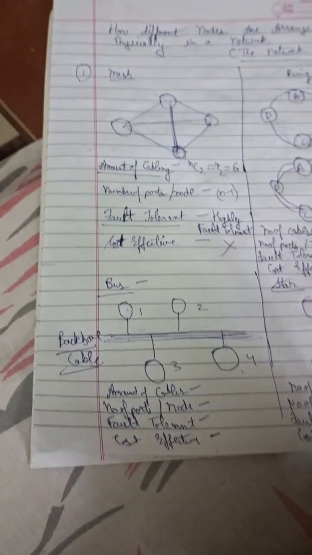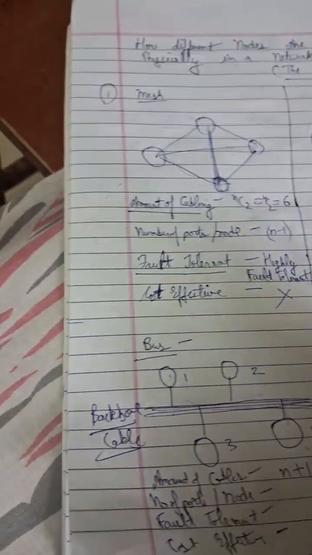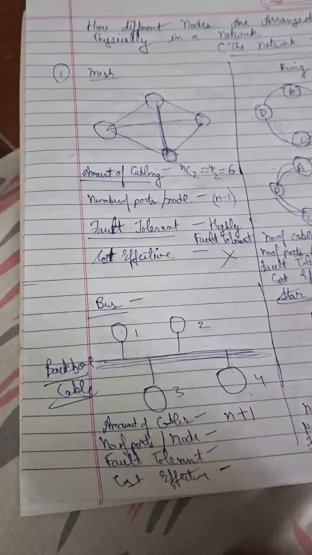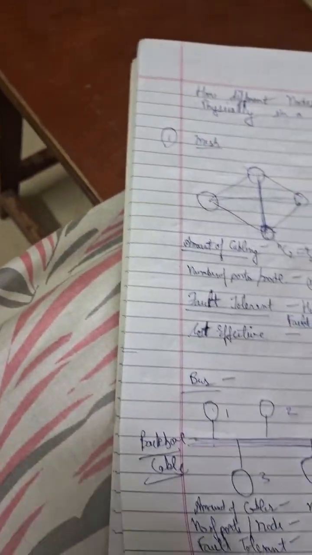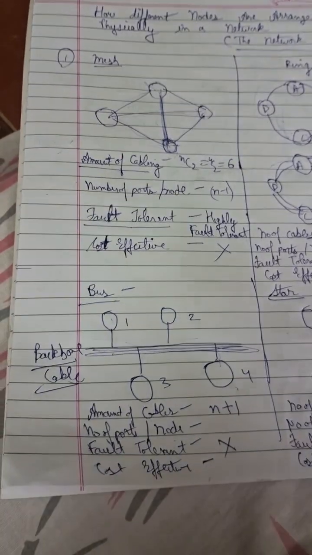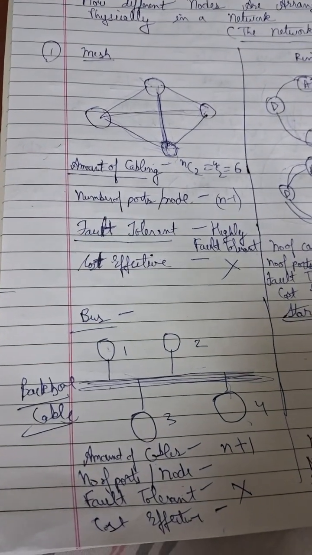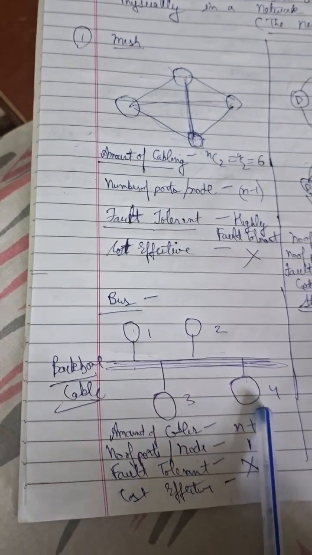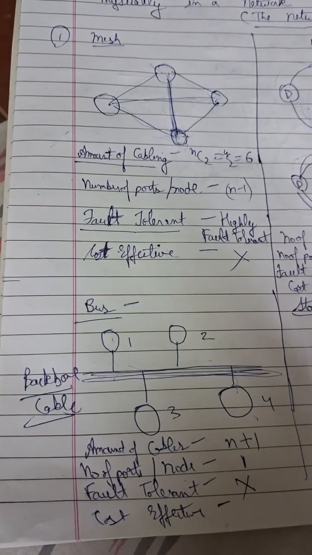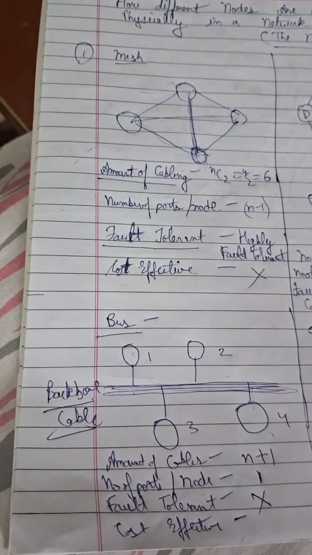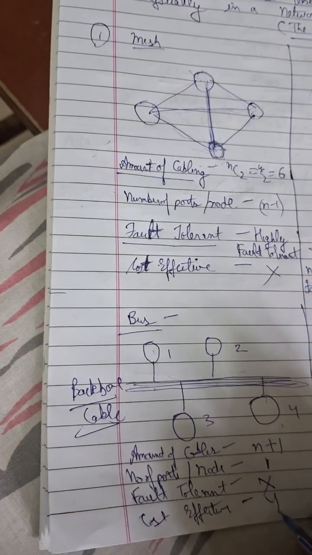So now the number of cables will be n plus 1. N is the number of nodes that are present, and 1 is for the backbone cable. Is it fault tolerant? No, it is not fault tolerant, because if the backbone cable fails, then all the connections are disrupted. Number of ports per node: we need only one port per node, to attach the node itself to the backbone cable. And is it cost effective? Yes, it is cost effective, because the number of cables has been significantly reduced. It's only n plus 1.